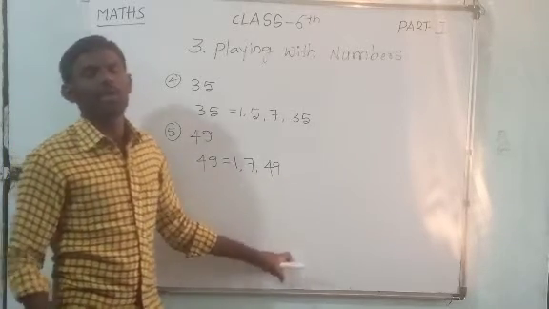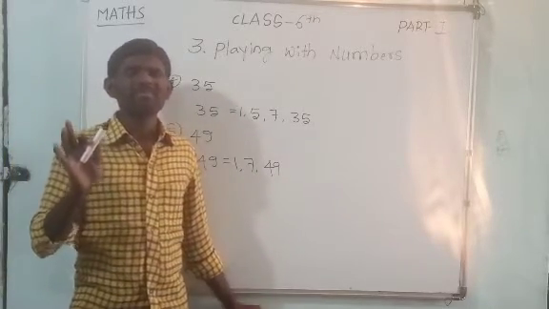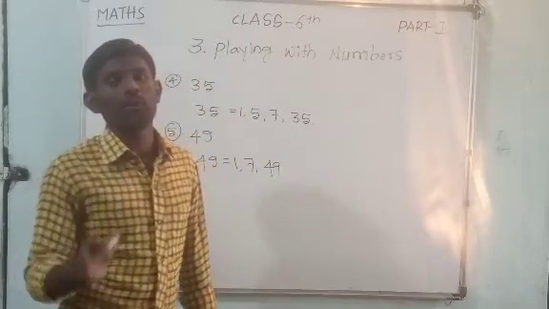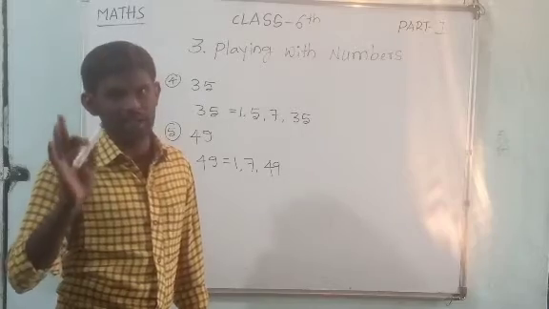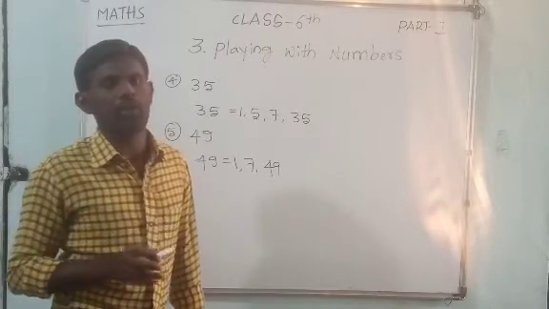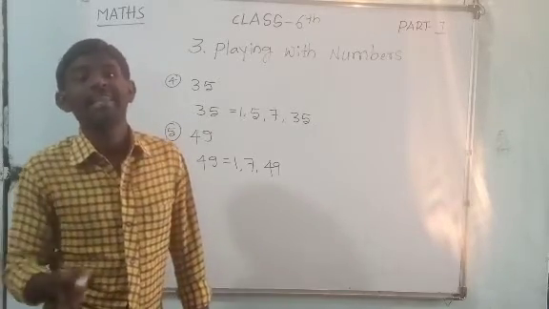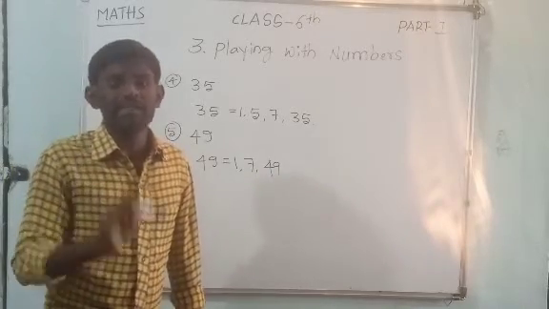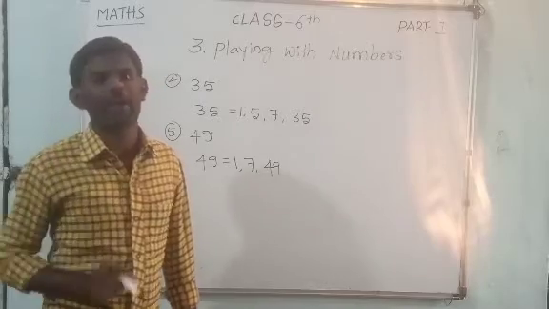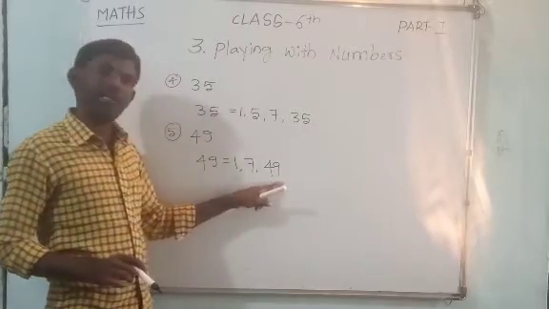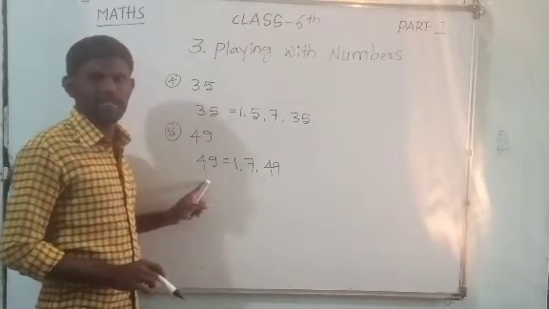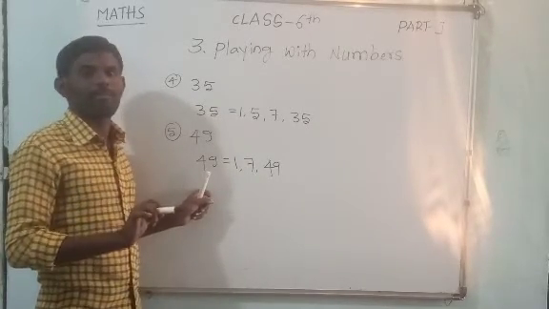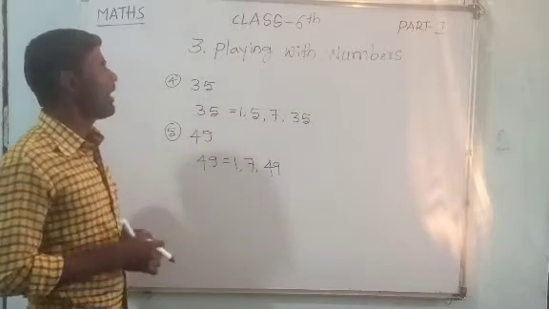Another important concept: any number which can divide the given number is called a factor. Any number itself is also a factor. See here, 49 is also a factor of 49 itself. For any number, the number itself is a factor. This is all regarding factors.